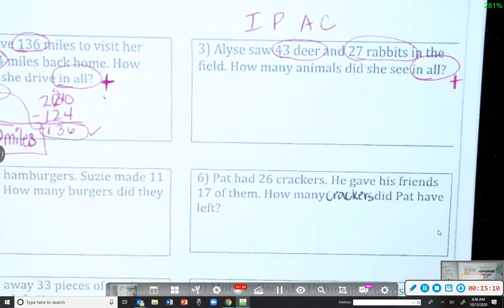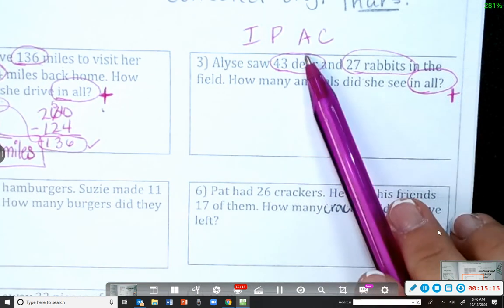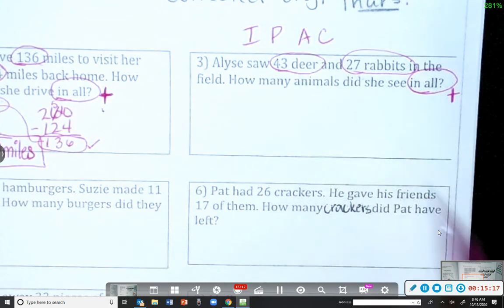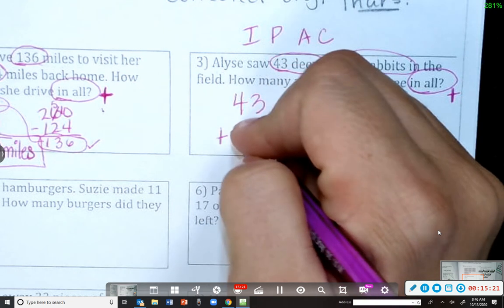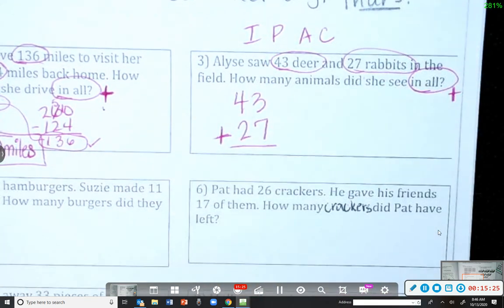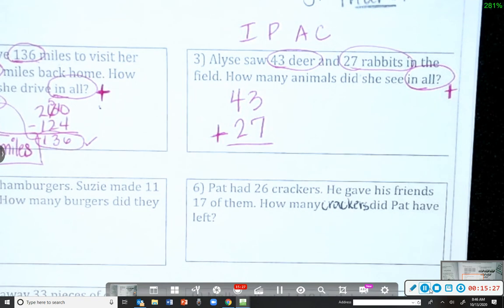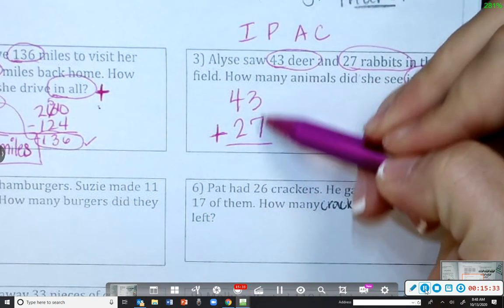Okay? So we have our plan. We know that we need to add. Now the next step is to answer. 43 plus 27. Okay, I'll let y'all work that out. Okay, the class here is saying they got 70, so let's see if it's correct.